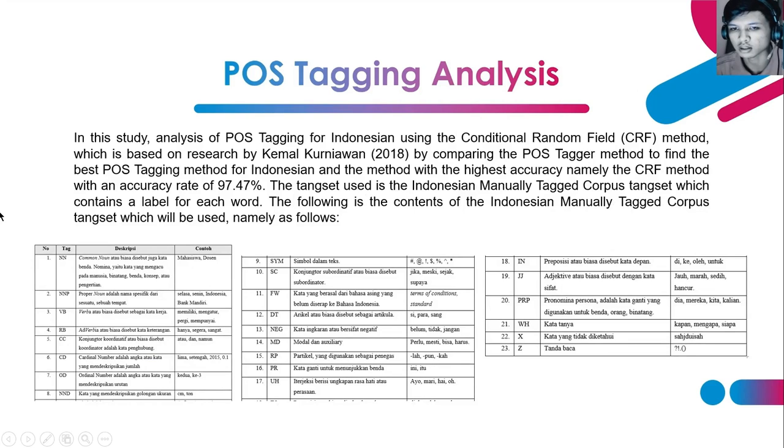Next is postagging analysis. In this study, the analysis of postagging for Indonesian uses the conditional random field method, which is based on research by Kemal Kurniawan in 2018 comparing postagger methods to find the best postagging method for Indonesian. The method with the highest accuracy is the CRF method, with an accuracy rate of 97.47%. The text set used is the Indonesian minority corpus text set, which contains a label for each word.